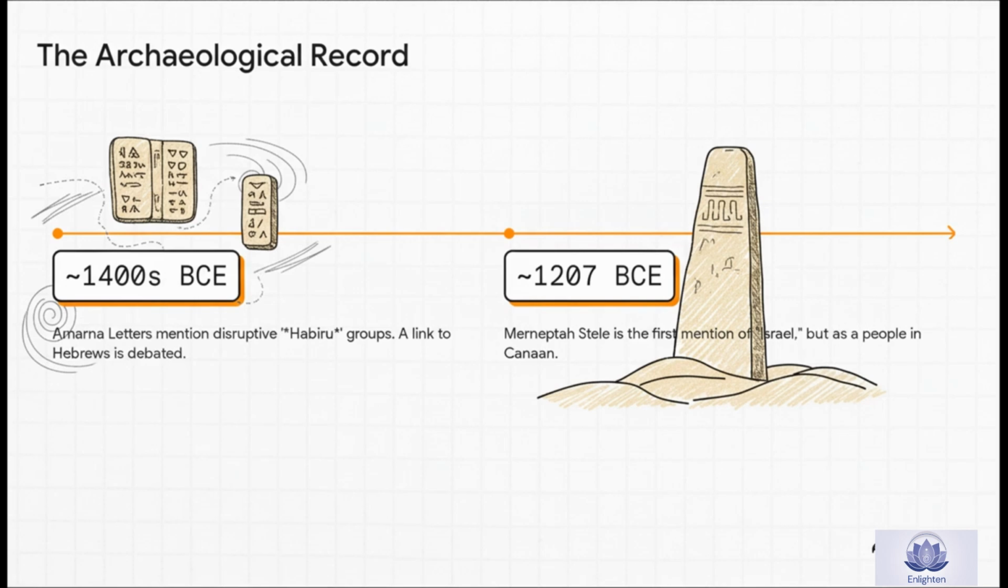Now hold on, that doesn't mean there's zero context. We do have a few interesting but very indirect pieces of the puzzle. We have the Amarna letters from way back in the 15th century BCE that mention these disruptive groups called the Habiru. Some people have tried to connect them to the Hebrews, but that's a really heated debate. And then there's the Merneptah stele from around 1207 BCE, which is huge because it's the first time Israel is mentioned anywhere outside the Bible. But it describes them as a people already living in the land of Canaan, not wandering in some desert.